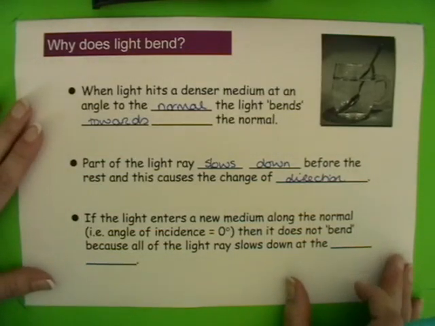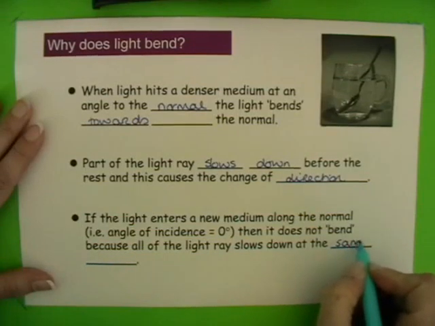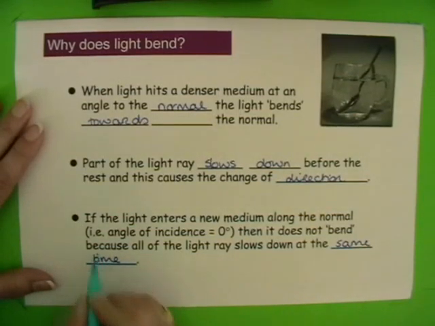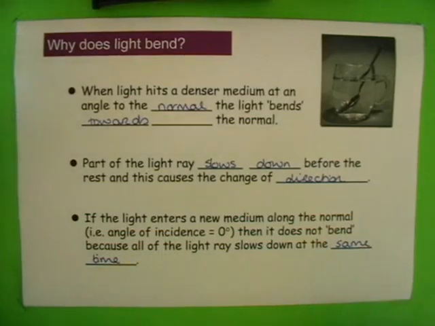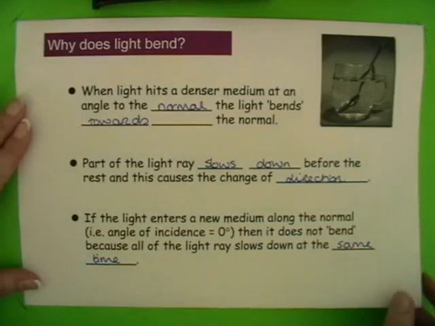If the light enters a new medium along the normal, for example, then the angle of incidence is 0 degrees, then it does not bend because all of the light ray slows down at the same time, because it all meets the surface at the same time, and then as it leaves the glass block, it all speeds up at the same time. So in this case, there's no change of direction. But whenever the light ray hits it at an angle to the normal, then part of the light ray meets the surface first and slows down before the rest, which causes a change in direction of the light ray.